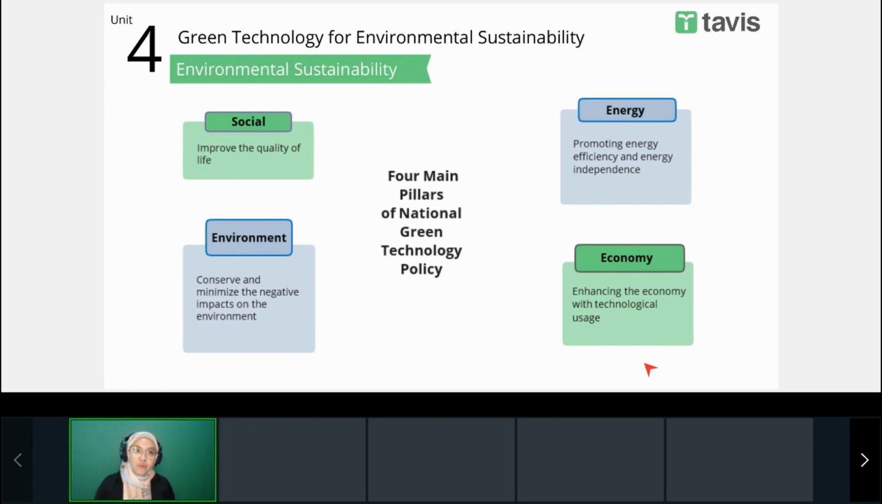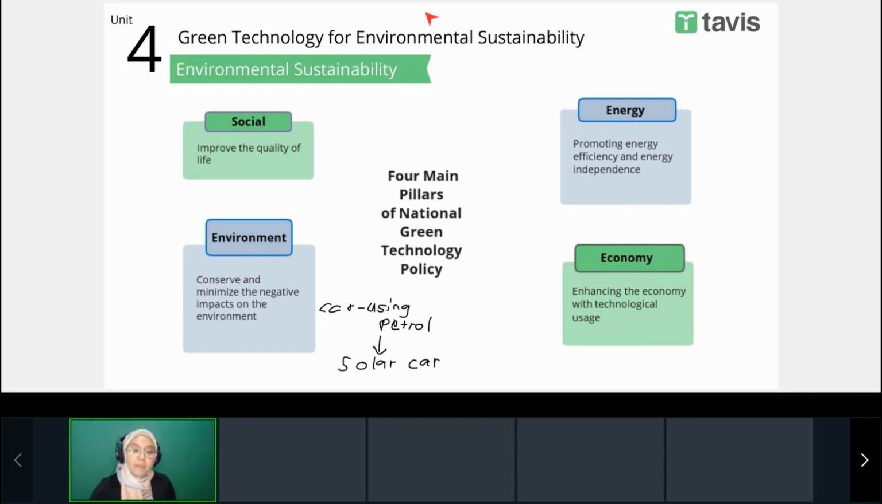Okay. Then in terms of the environment, we want to make a technology that has the minimum effect on our environment. Let's say now we have a car. Our car is using petrol. Petrol is a non-renewable energy. So in order to make a car that emits less carbon dioxide, instead of using petrol, we can make a car that uses renewable energy, such as a solar car. We also have the electric car.